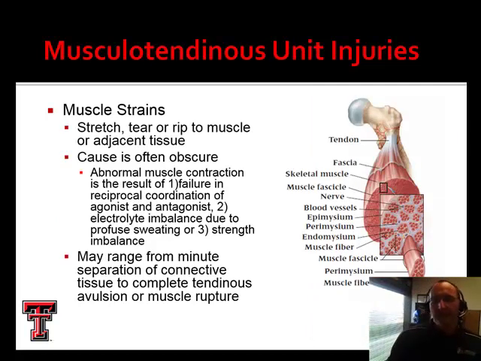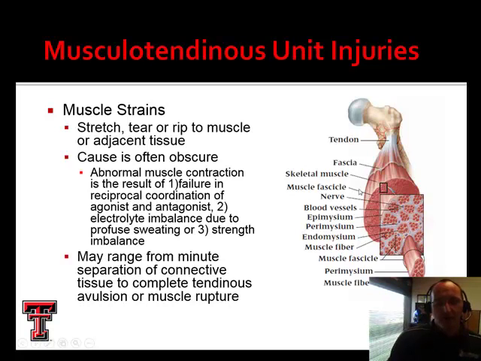So, key distinction to know here, and this is something I definitely want you to know before this course is over if you didn't know it already. We can't sprain a muscle. We can't strain a ligament. We strain muscles and we sprain ligaments. A muscle strain is defined as a stretch, or tear, or a rip to the muscle and possibly even the adjacent tissue, the myofascia that covers and then encircles our small bundles.